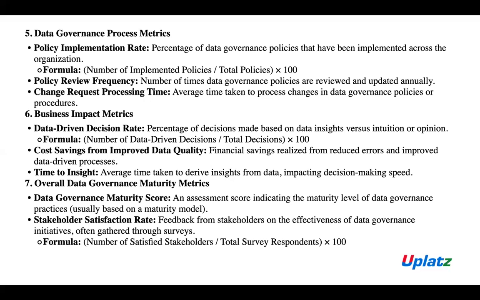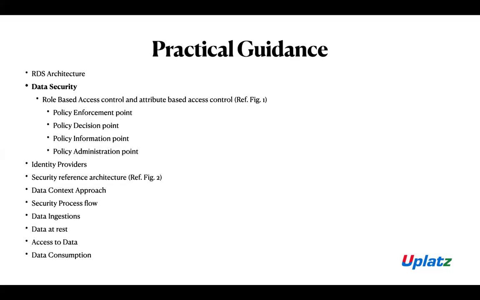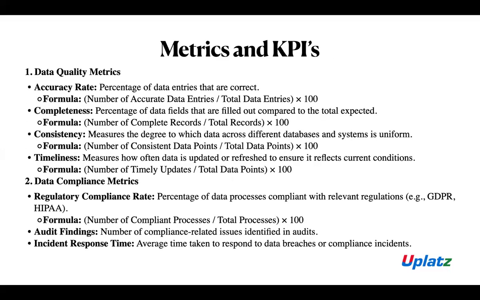The seventh is overall data governance maturity metrics. So data governance maturity score is an assessment score indicating the maturity level of data governance practices. It is usually based on a maturity model. Stakeholder satisfaction rate is feedback from stakeholders on the effectiveness of data governance initiatives, often gathered through surveys. The formula for this is number of satisfied stakeholders divided by total survey respondents, multiplied by 100.